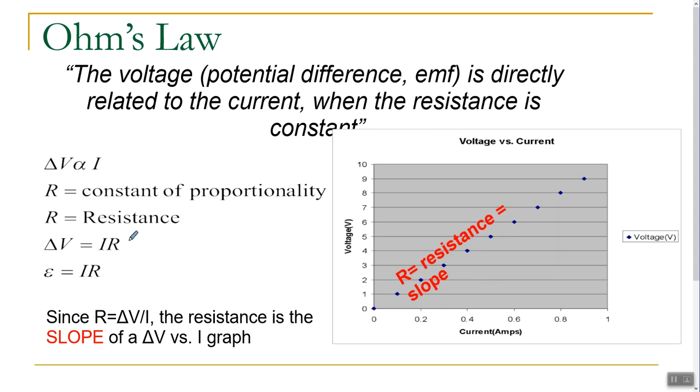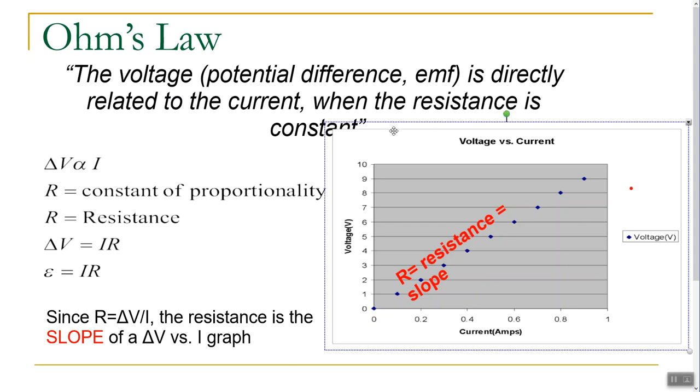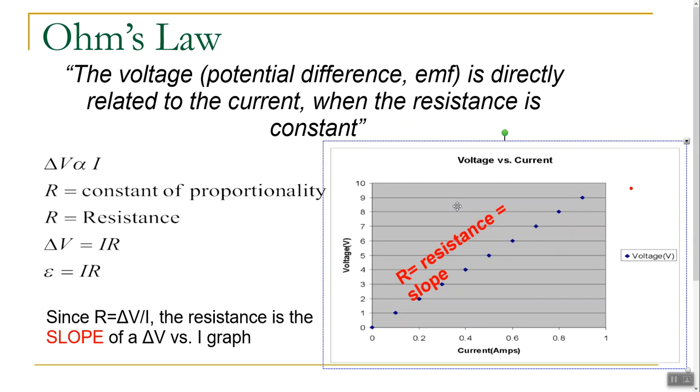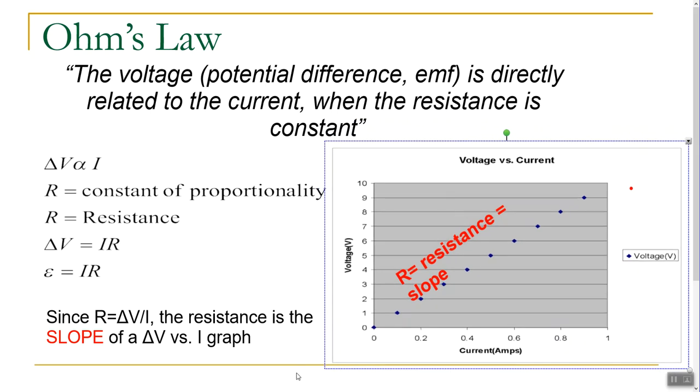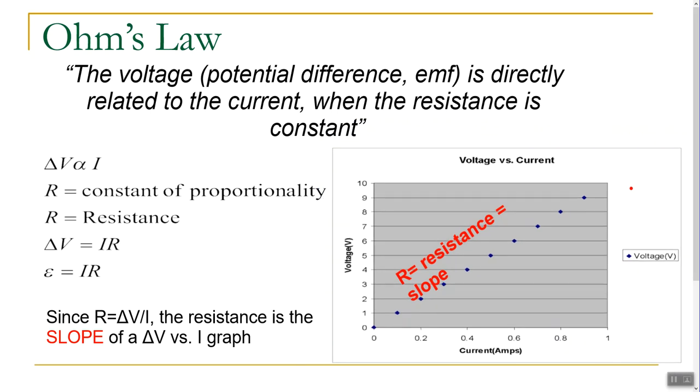This helps us get into what is called Ohm's law. Let me move my graph down here a little bit so we can see things just a little bit better. If we look at a circuit more specifically, if we increase the voltage in that circuit and we record the current, the slope of your line would then be resistance. So this is Ohm's law. The voltage, or potential difference, or electromotive force, is directly related to current when resistance is constant.